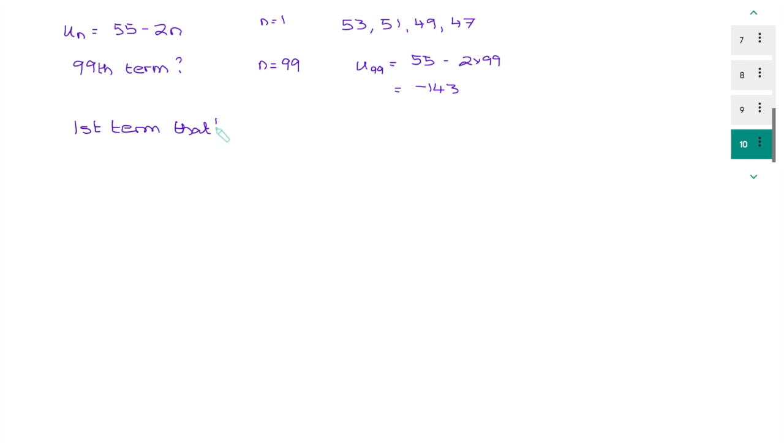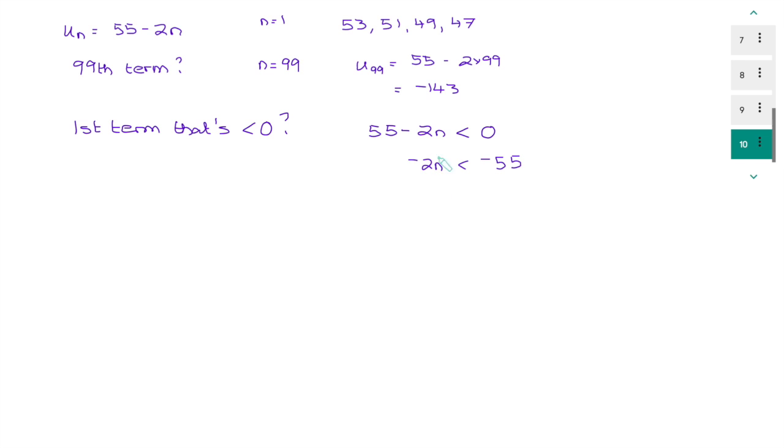So what's it asking us here? Well, all we've got to do is say we want the first term to be negative. That's going to be when 55 minus 2n is less than 0. So we want the first value for which this occurs. If we just solve this inequality, we've got minus 2n is less than minus 55.